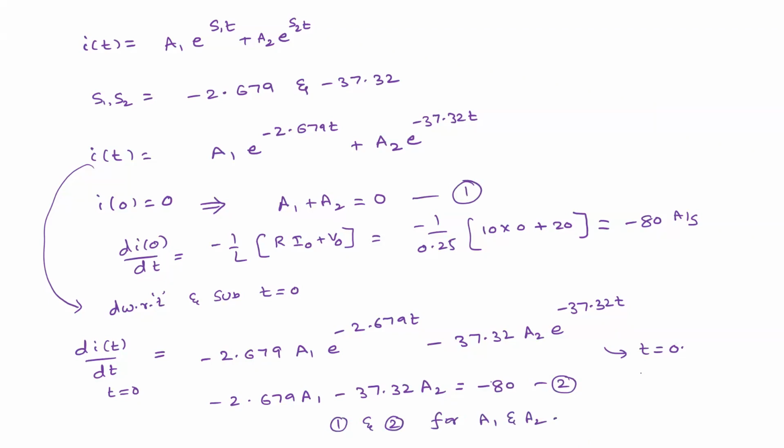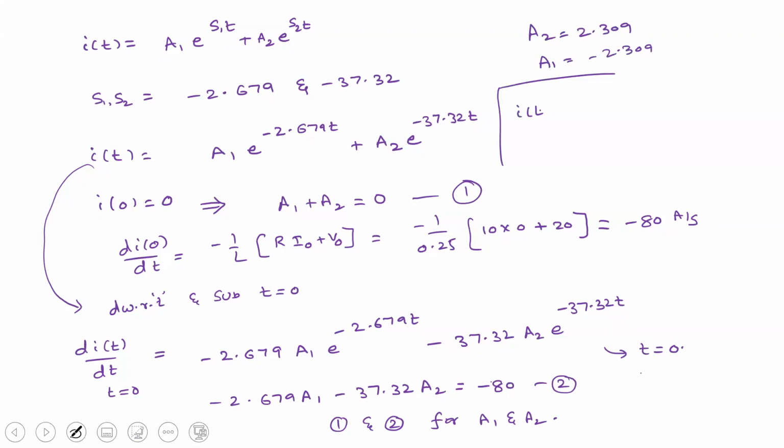A2 is 2.309, and a1 is minus 2.309. Therefore, the overall solution: I of t equals 2.309 times the second term, e to the power of minus 37.3 t, minus e to the power of minus 2.679 t. Agree?